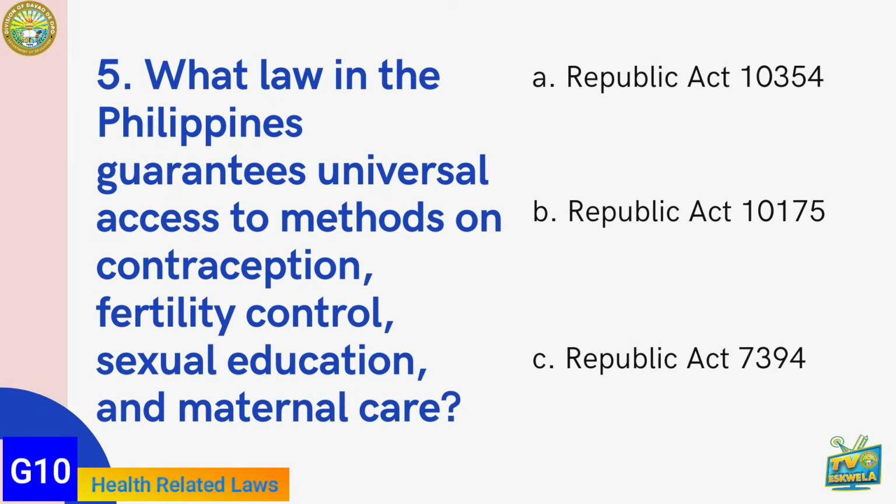Number 5. What law in the Philippines guarantees universal access to methods on contraception, fertility control, sexual education, and maternal care? Letter A. Republic Act 10354. Letter B. Republic Act 10175. Letter C. Republic Act 7394. The correct answer is letter A. Republic Act 10354.